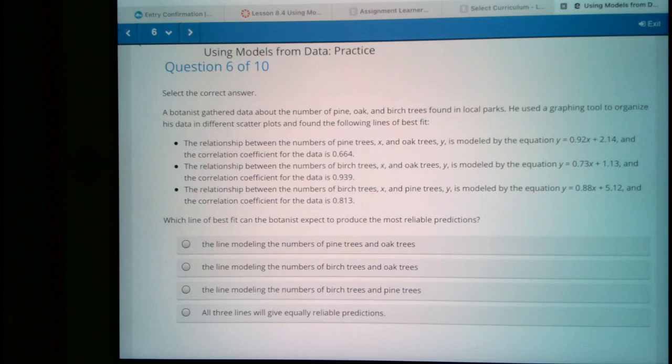Well, we're going to look at the correlation coefficients, and the 3 of them are 0.664, 0.939, and 0.813. We want the value that is closest to 1, which is 0.939. And as we look at that, what we're looking at is the birch trees and the oak trees, which is going to be this choice right here.